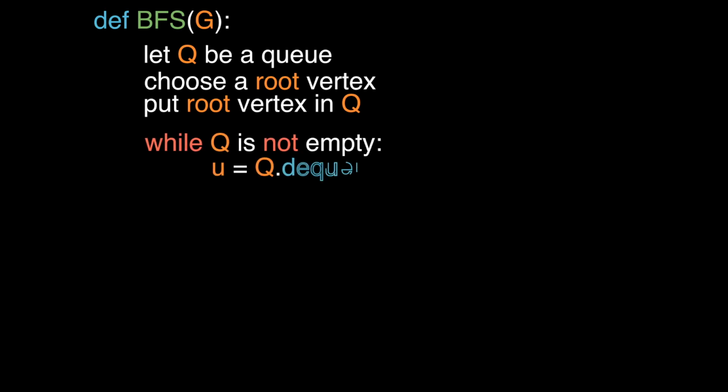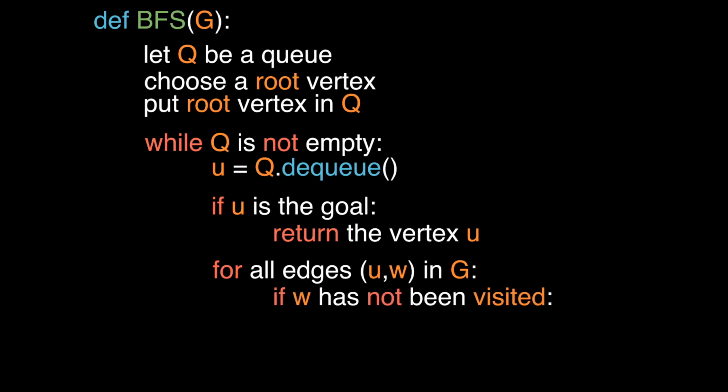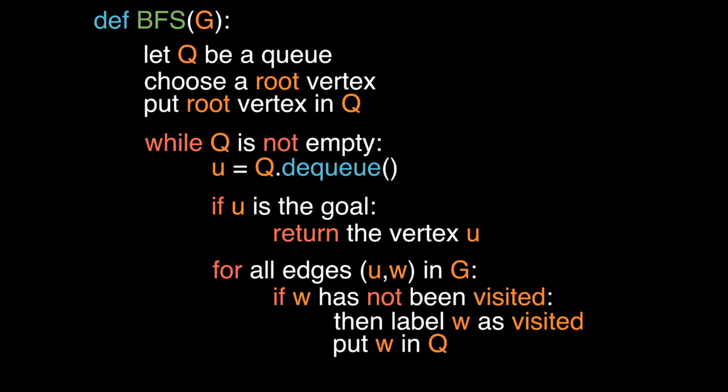first we're going to take something off of the queue. Now we know that this thing is going to be a vertex, and if it is the vertex we're looking for, in other words, if it's the goal, then we're simply just going to return U, or we're going to say, hey, you found it. But otherwise, you're going to look at all of the vertices, W, which are adjacent to U in G. And if W has not been visited yet, then we're going to label W as visited and put it right onto the queue. Each iteration of this while loop is going to be forming the levels that I was talking about previously.